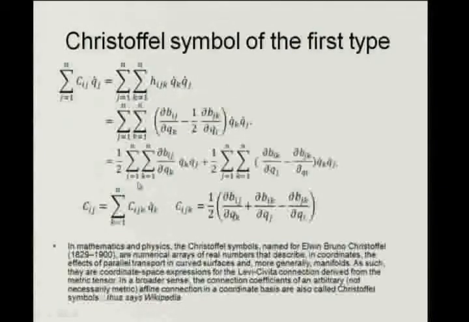So, as such they are coordinate space expressions for the Levi-Civita connections derived from the metric tensor. And in a broader sense, the connection coefficients of an arbitrary, not necessarily metric affine connection in a coordinate basis, are called Christoffel symbols. So, very simple explanation of it. It does not matter. That is why I have written, thus says Wikipedia, it is almost like written in Latin or Greek as far as we are concerned.